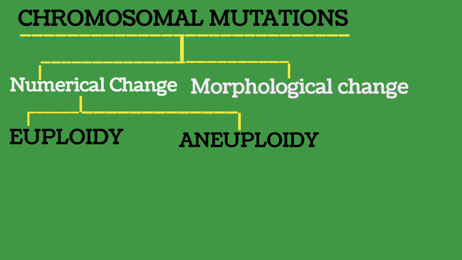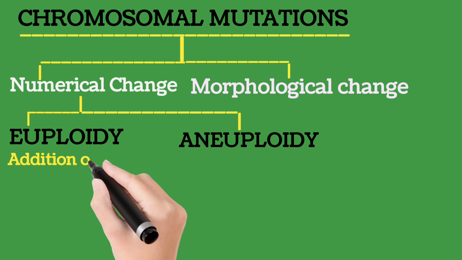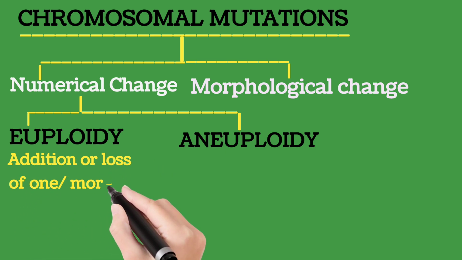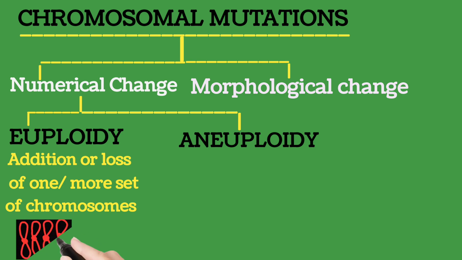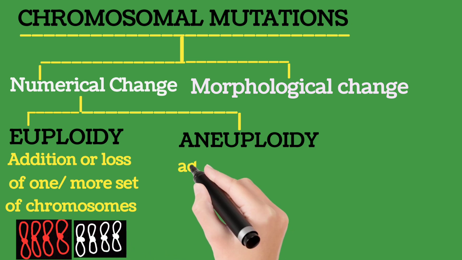Here let us talk about euploidy in detail. Now what is euploidy? Euploidy means addition or loss of chromosome set from the genome of an organism. Means we are talking about chromosome set. Mind this word. Suppose we have this chromosome set in an organism. When one more set gets added, this is known as euploid, and the phenomenon is known as euploidy.